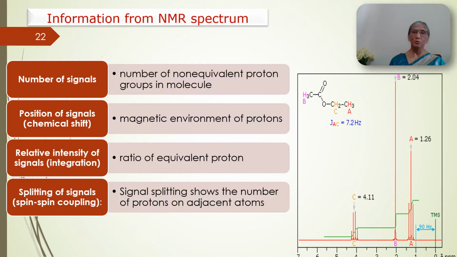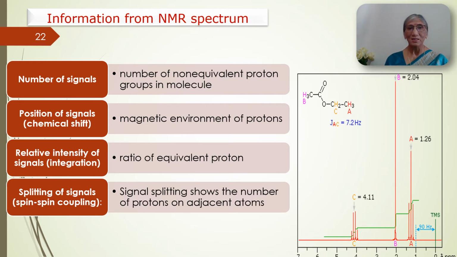As I've told you, we get a lot of information from the NMR spectrum. A typical NMR spectrum shows different lines. In the NMR spectrum, these are known as signals. We get different numbers of signals, and the signals are present at different positions. So the number and the position indicate something about the structure of any compound.